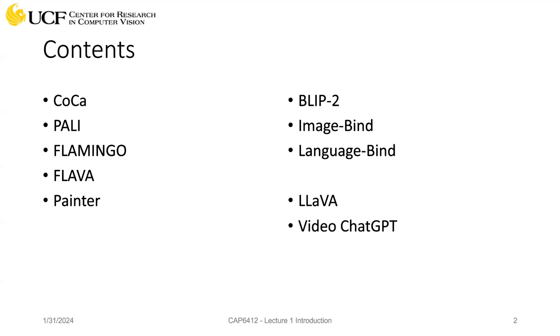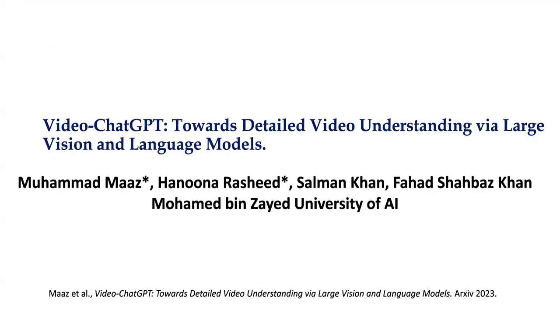So today we are going to talk about Video ChatGPT, because most of the discussion has been on images, but the next frontier is video, okay? So this is a very nice paper from our collaborators called Video ChatGPT, from researchers from the UAE, MBZUAI University in Abu Dhabi. So there's a whole university about AI. That's what they're calling AI University, everything related to AI. It's one of the unique universities in the world.